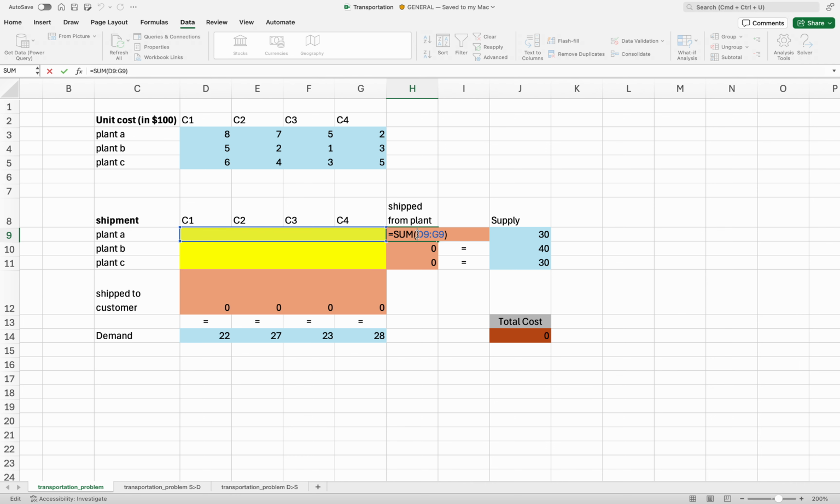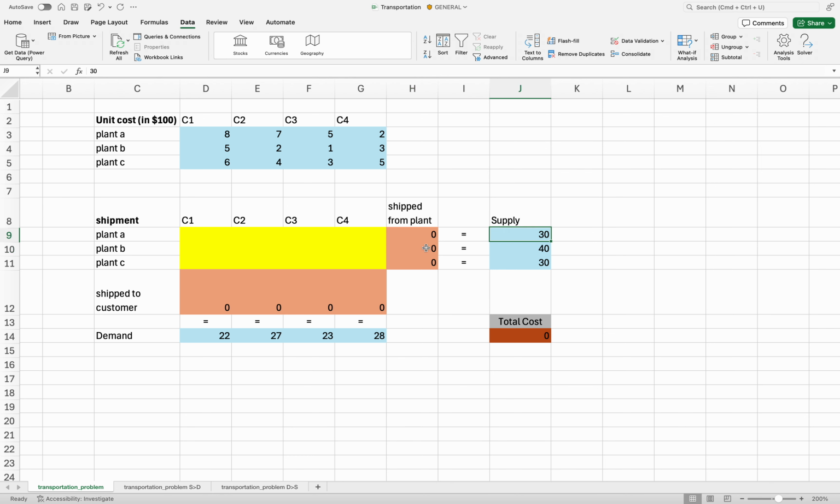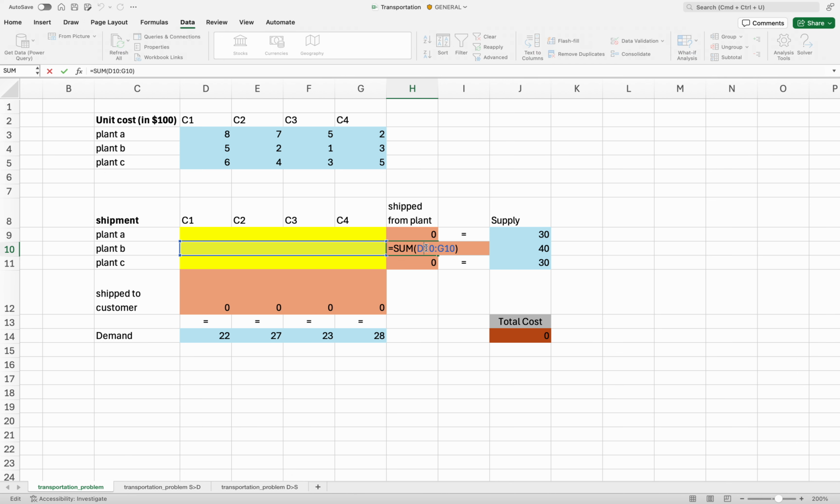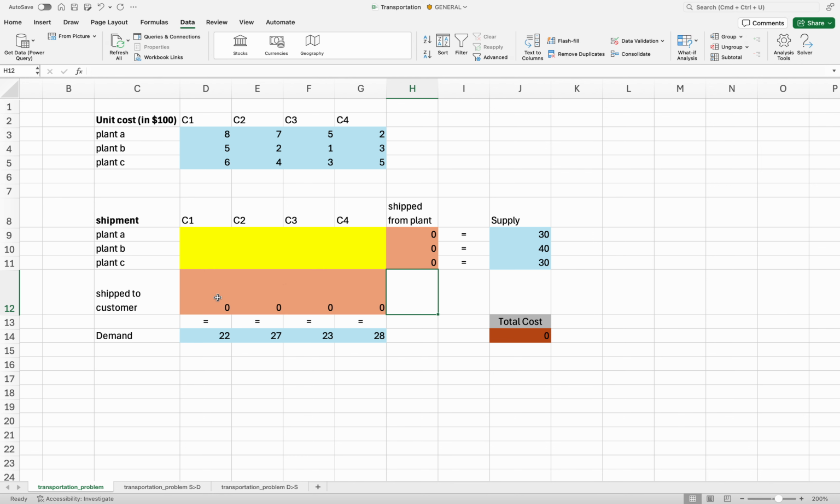The total items shipped from plant A should be equal to 30. Similarly, the total items shipped from plant B should be equal to 40 and the total items shipped from plant C has to be equal to 30. Similarly, on the customer end node, the total amount received should be equal to the total demand placed by the customer. Now let's solve this problem using the Excel solver.